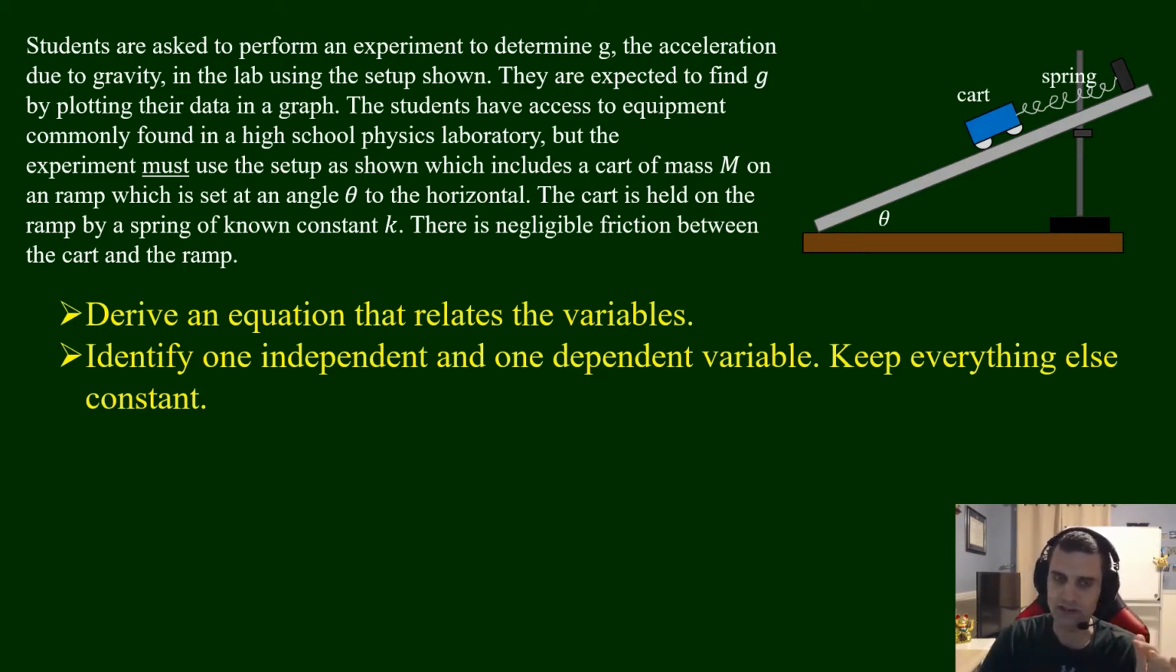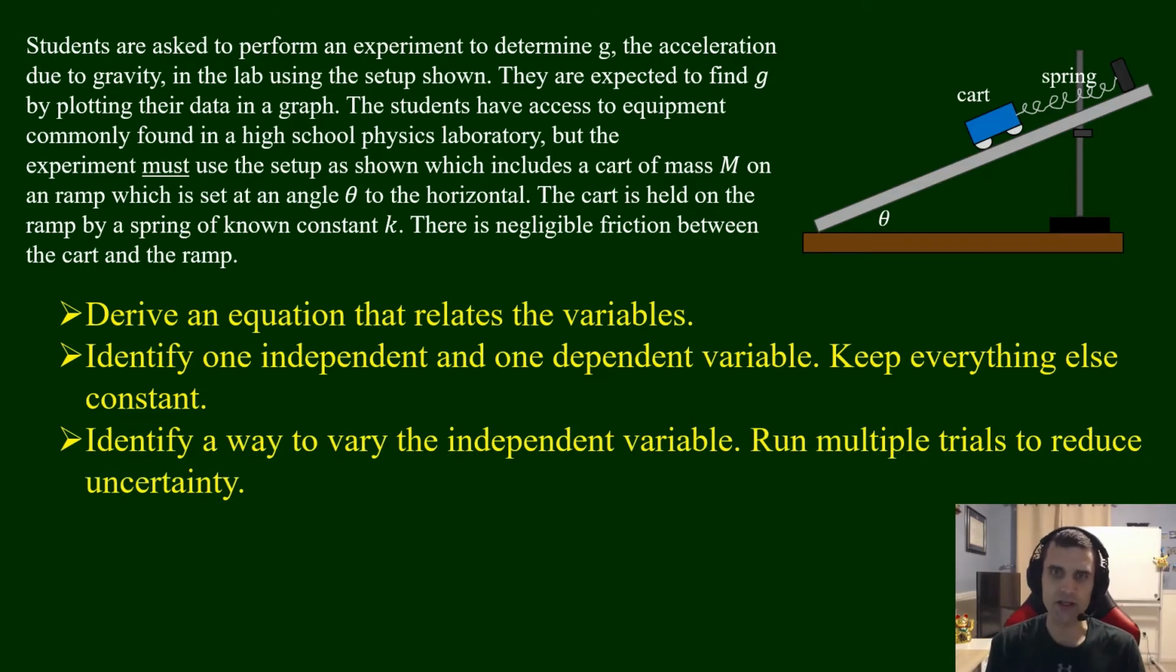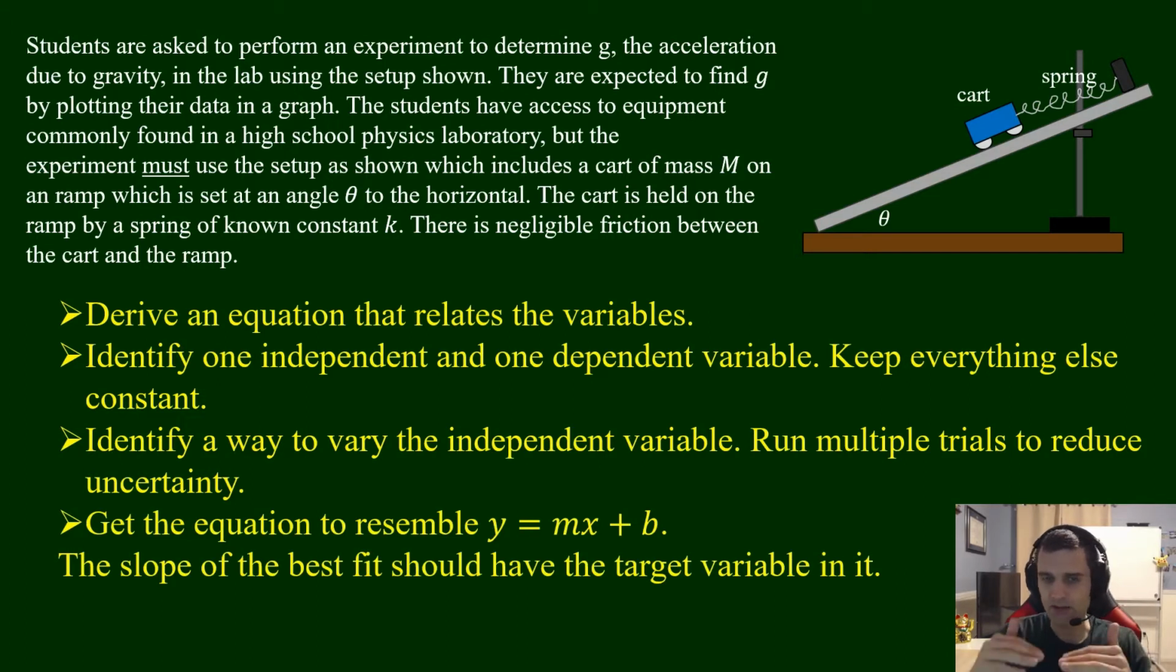Also, to reduce uncertainty, you can't just pick one data point. You have to run multiple trials for different values of your independent variable. You never just do one thing, plug in the numbers, and get your answer. You have to do a best fit line, use the slope of the best fit line, have the unknown variable be in the slope, and then solve for the unknown variable that way. So the equation that we started off with, we want to get it to resemble somehow y equals mx plus b. Dependent variable equals slope times independent variable, maybe not plus b. And then the slope has to have the unknown variable in it, which in this case is g.